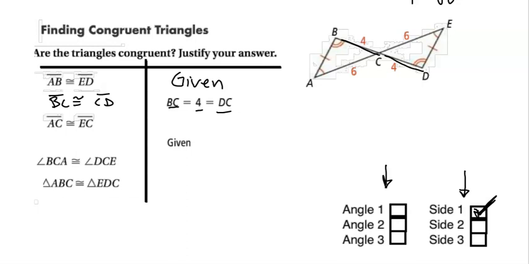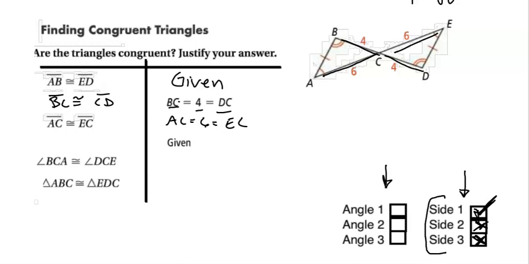So now I can go over and check off another box for a side being congruent to a side. Now AC is congruent to EC. How do I know that AC is congruent to EC? Well, I'm going to follow along with what they said here. AC equals 6 equals EC. Okay, that was our last box we needed to check off for sides. So now all the sides are checked.